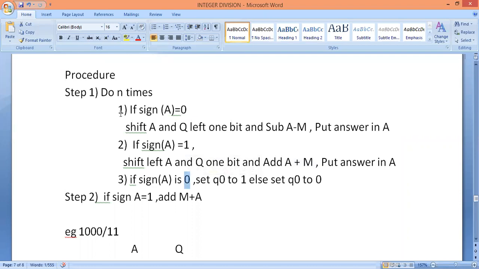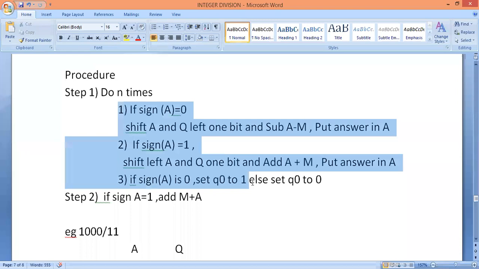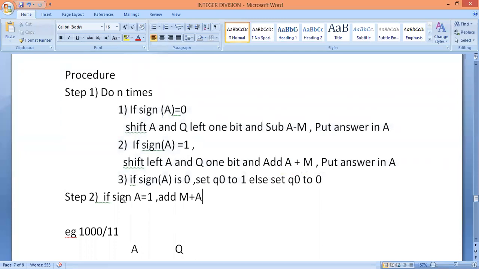Okay. So what you have to do is repeat this process n times. So you have to repeat this 4 times for a 4-bit dividend. And the last step is what? In the last step, if the sign of A is 1, then you have to add M plus A. If the sign of A is 0, I'll write it over here, else keep A as it is. That means if the sign bit is 0, then don't do anything, keep it as it is.